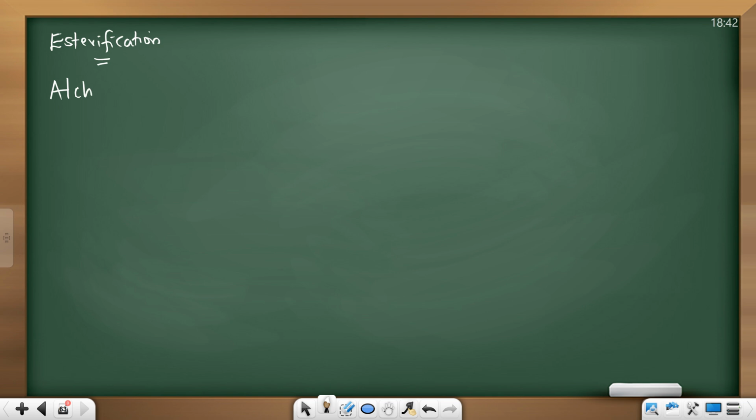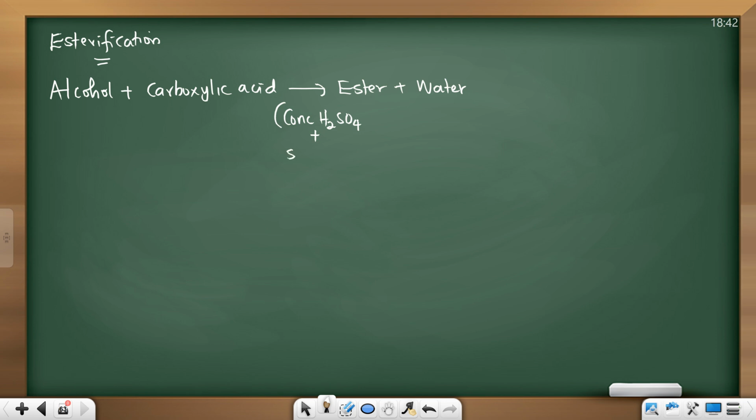An alcohol plus carboxylic acid will give us what? Ester plus water. And what are our conditions? Concentrated sulfuric acid plus what? Strong heat.